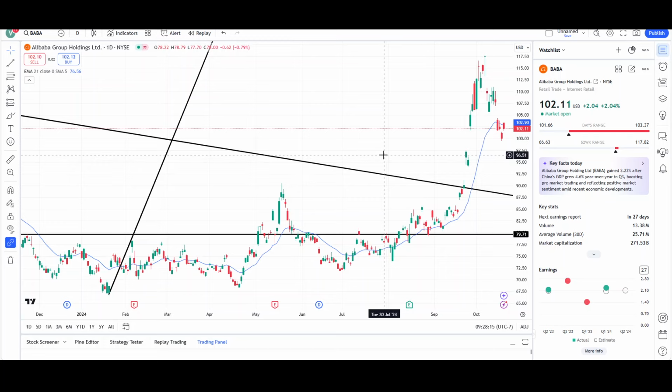I will be doing a technical analysis breakdown for Alibaba Group Holdings with the ticker symbol BABA. I will first be going over what I see on the daily chart and finish the video off with the weekly chart. This video is for entertainment purposes only. Please trade at your own risk. So let's take a look at BABA on the daily chart.